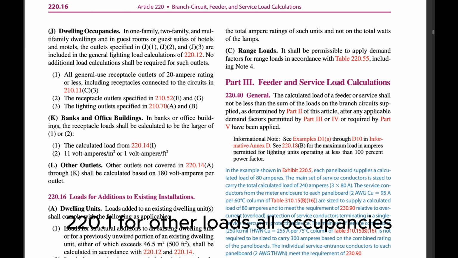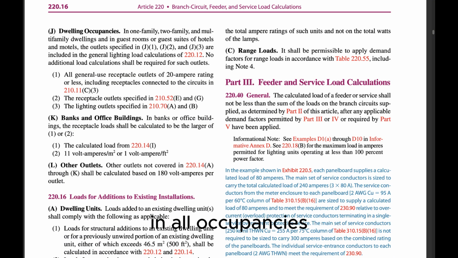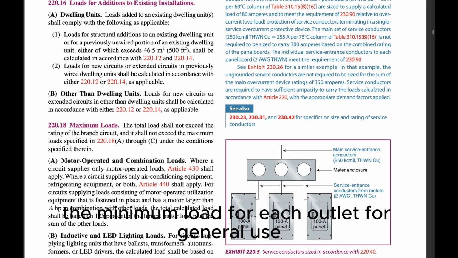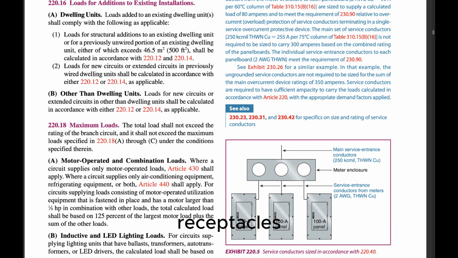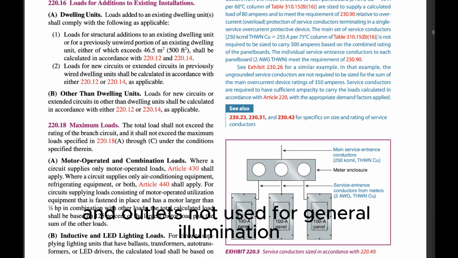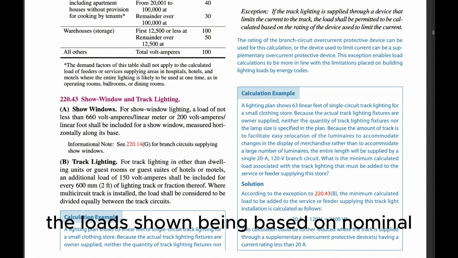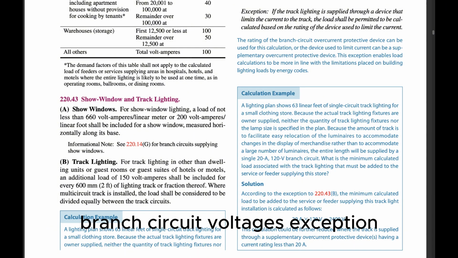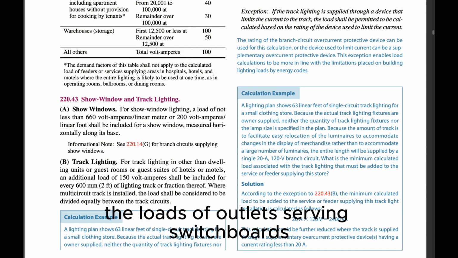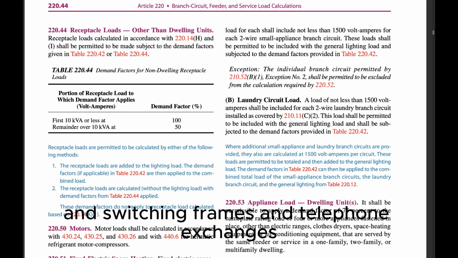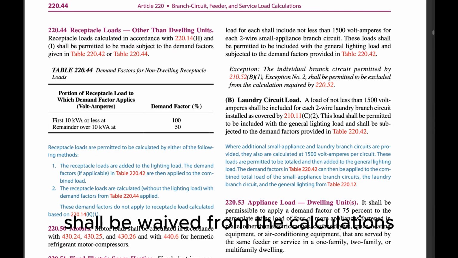220.1 for other loads, all occupancies. In all occupancies, the minimum load for each outlet for general use receptacles and outlets not used for general illumination shall not be less than that calculated in 220.1 for A through L, the loads shown being based on nominal branch circuit voltages. Exception: the loads of outlets serving switchboards and switching frames and telephone exchanges shall be waived from the calculations.